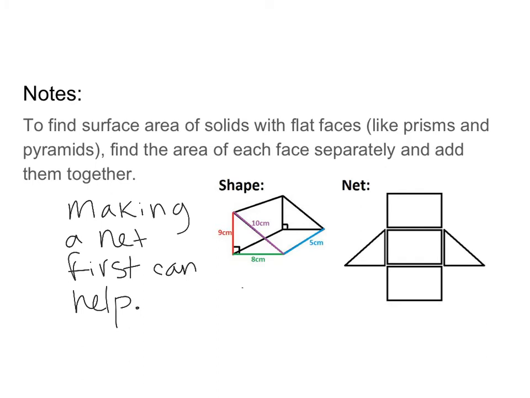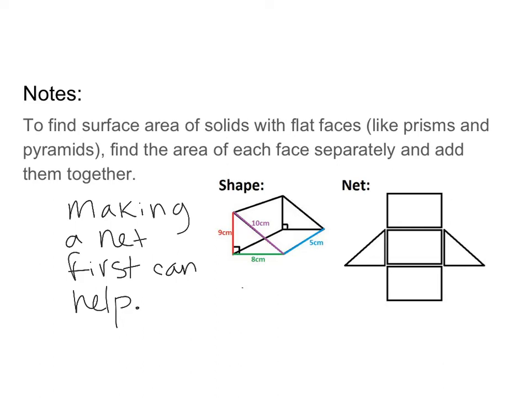Making a net first can really help, especially if you have a hard time visualizing it. When you make a net, you draw what the picture would look like if it was flattened. And don't worry so much about what sides are touching each other. Mostly, you just want to make sure that you label the sides correctly.